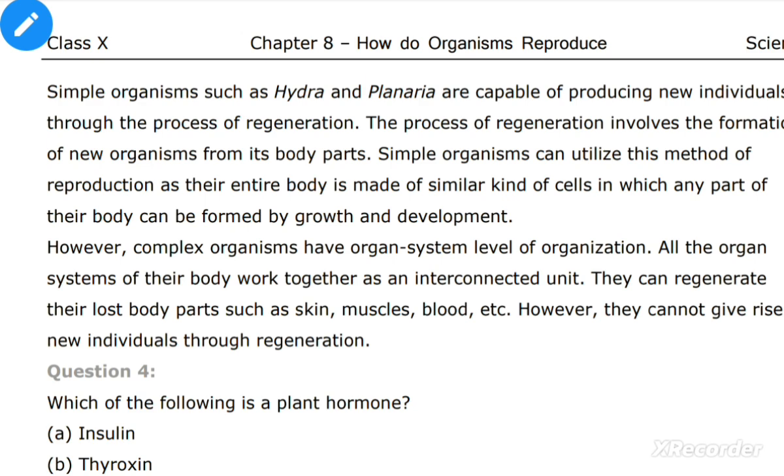However, complex organisms have an organ system level of organization. All the organ systems of their body work together as an interconnected unit. They can regenerate their lost body parts such as skin, muscles, blood, etc. However, they cannot give rise to new individuals through regeneration.